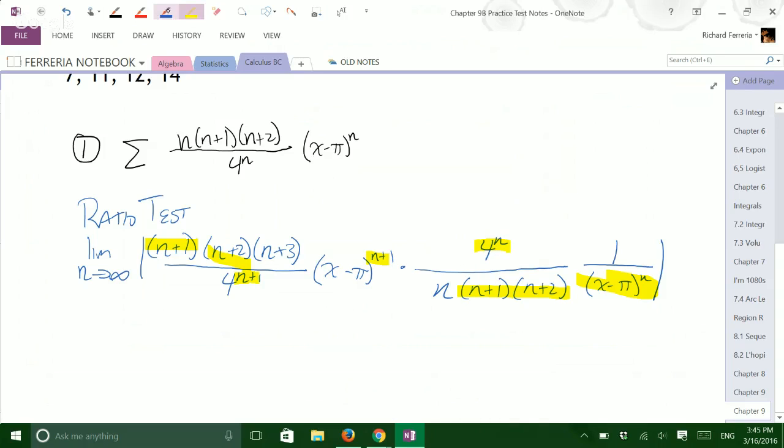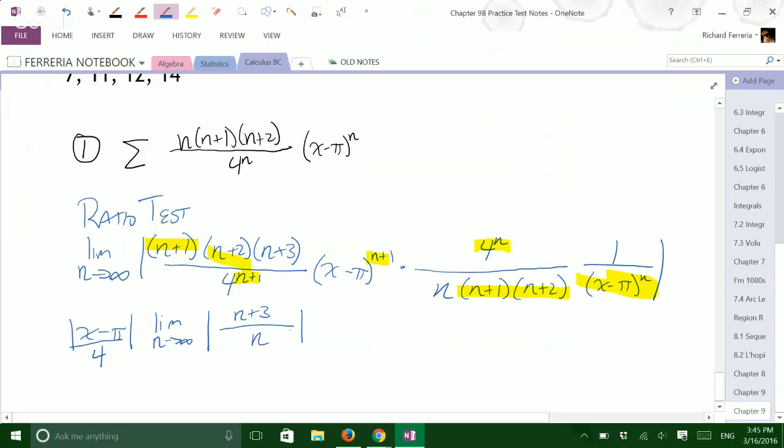Okay, so what's left over here? Well, clearly I have an absolute value of x minus pi. And then inside the limit, it looks like I have an n plus 3 on the numerator. Yeah, we can take out a 4 as well. We got an n plus 3 on the numerator and an n on the denominator.